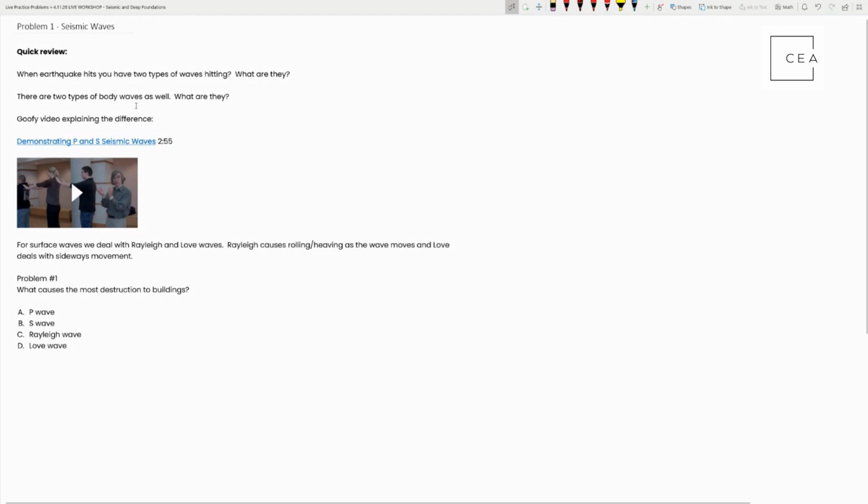So when an earthquake hits, you have two different types of waves hitting. And so what are they? They are called body waves and surface waves. And within that, I kind of gave a hint here, but within the body waves, there are two different types of waves as well. And Morgan got it. You got P waves, you got S waves.